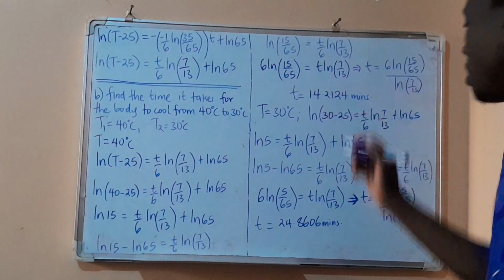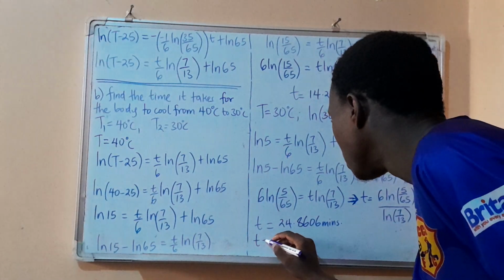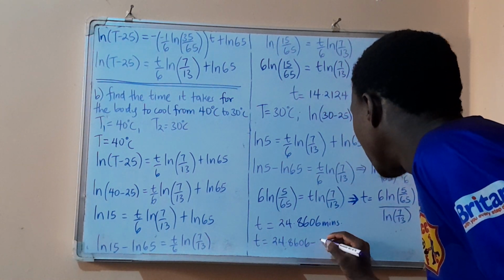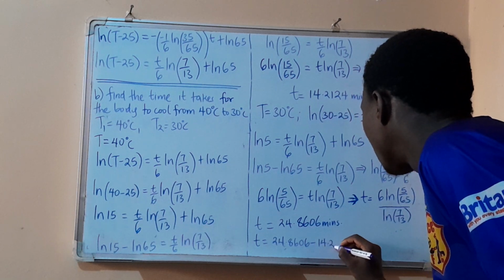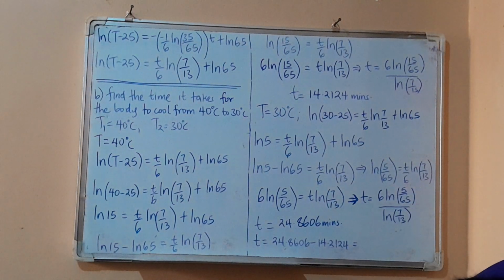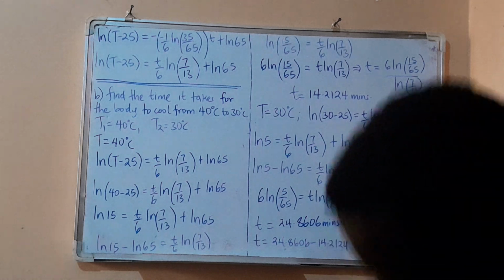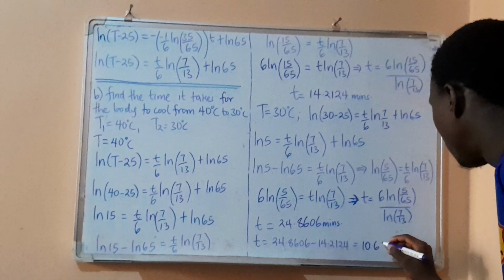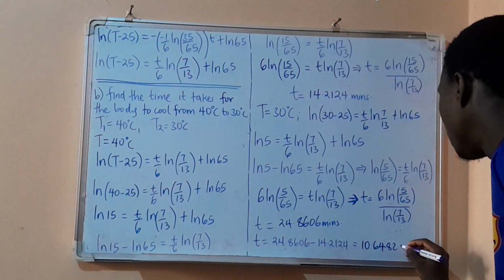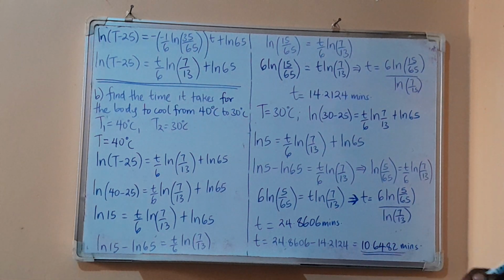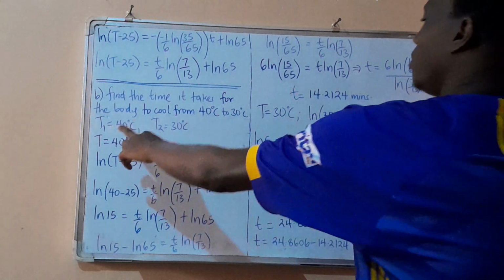Now we can subtract. So the required time is equal to 24.8606 minus 14.2124. This is equal to 10.6482 minutes. So that is the time which is required for the body to cool from 40 to 30.